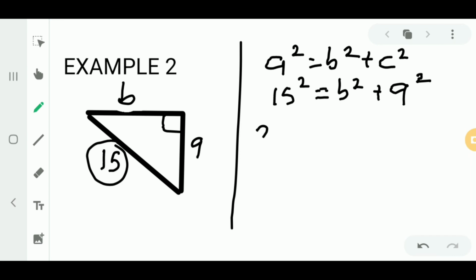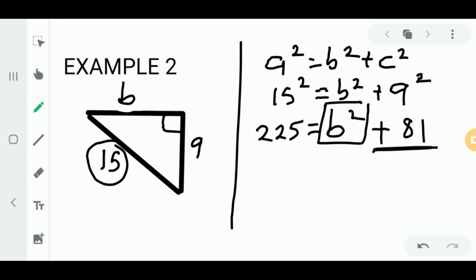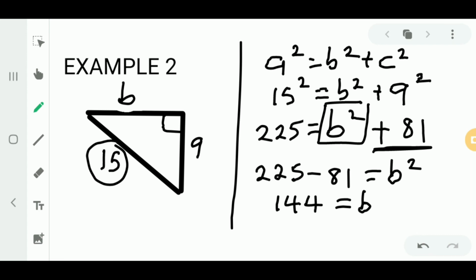So 15 squared is 225. Again, we don't know what B squared is, so we're leaving that alone, plus 9 squared is 81. Now because we want B squared by itself, that means we have to carry over the plus 81. So we have 225 minus 81 is equal to B squared. Now 225 minus 81, that gives you 144, is equal to B squared. Again, you want B by itself, so that means you're finding the square root of B squared, and the square root of 144. So B is equal to 12.